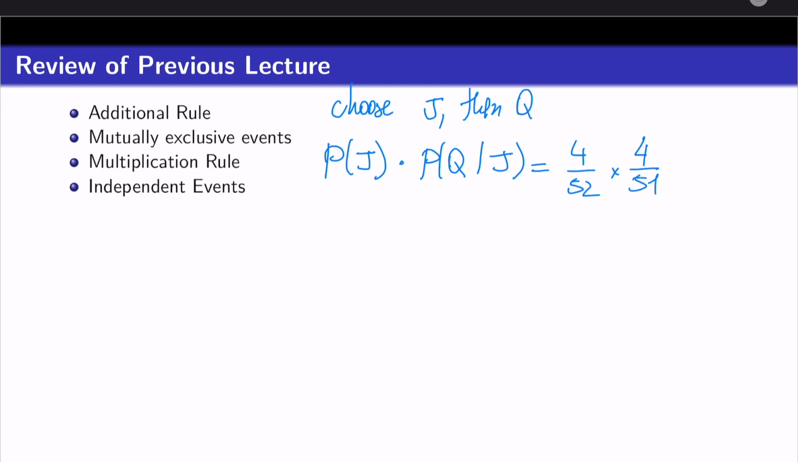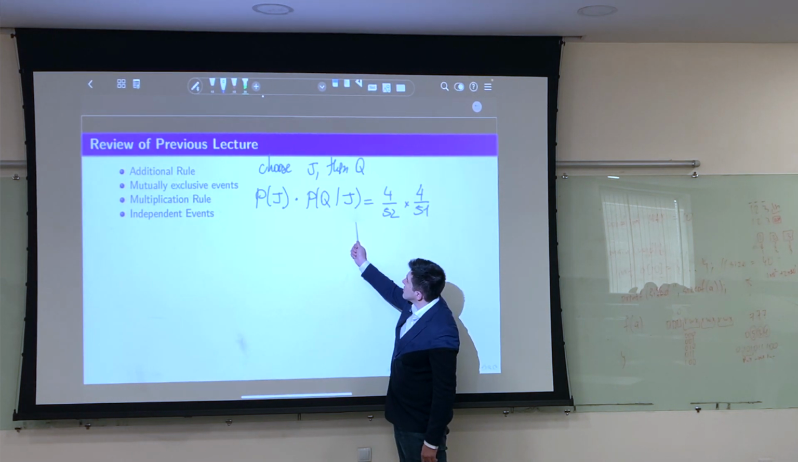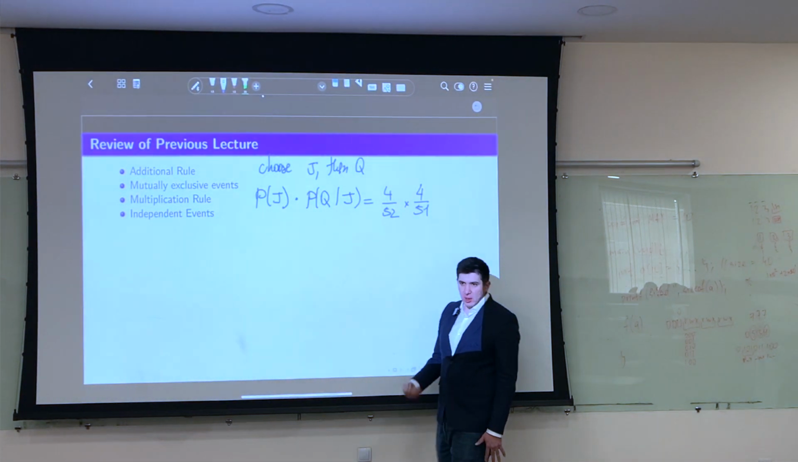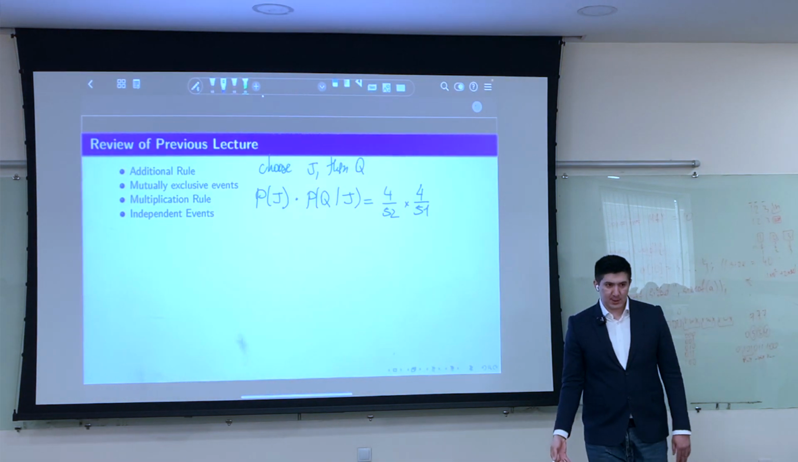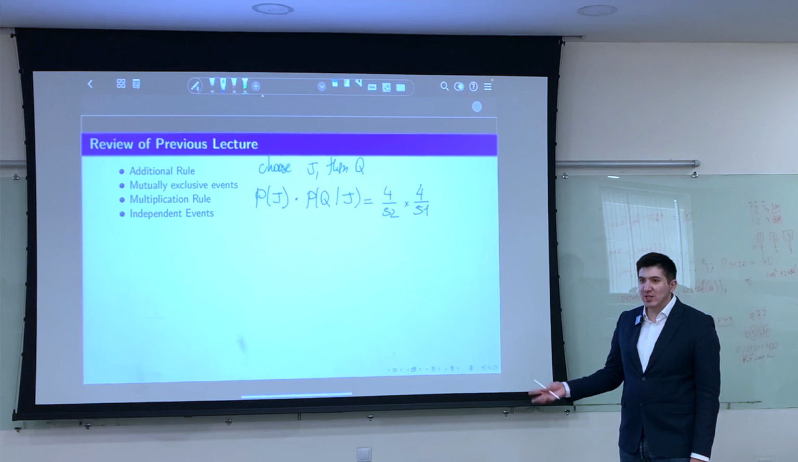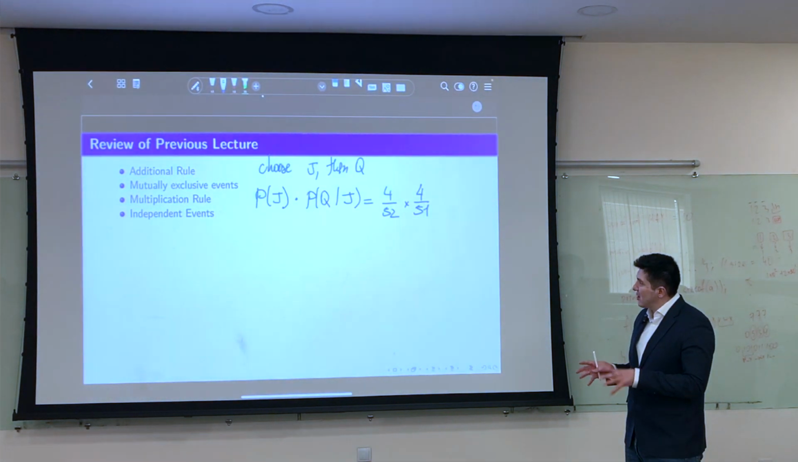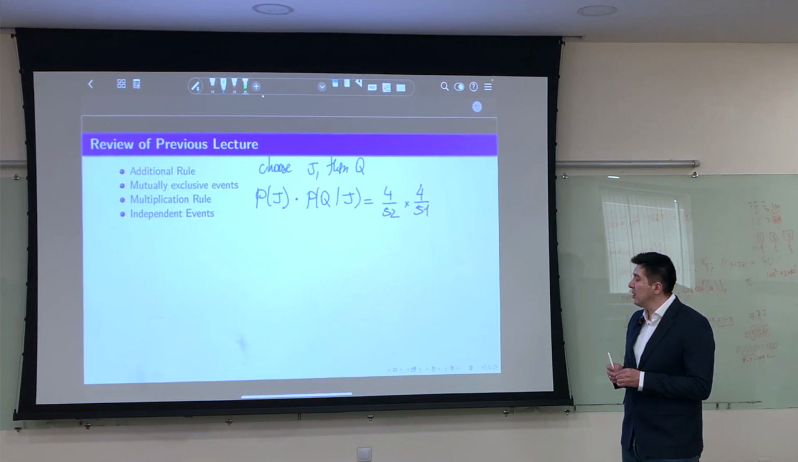When the occurrence of the first event affects the occurrence of the second event, we call these two events dependent, because the occurrence of the first event is basically changing the probability of the second event. So this is a very simple example of dependency.